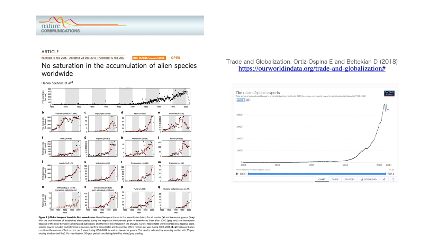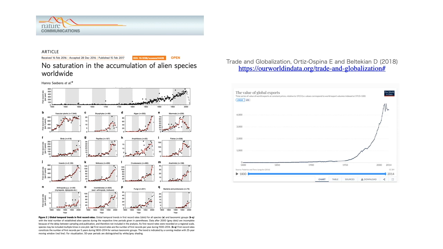This is the evidence of the new introductions of invasive alien species. They were collected from all those publications throughout the period 1500 to 2014, and after 1800 there was a constant growth of new introductions of alien species.